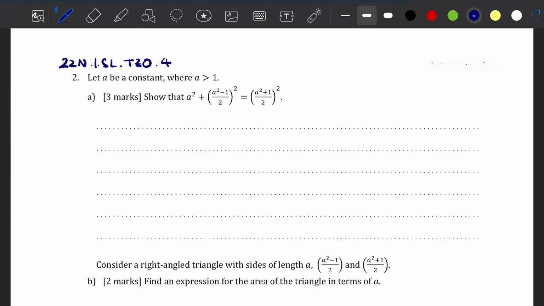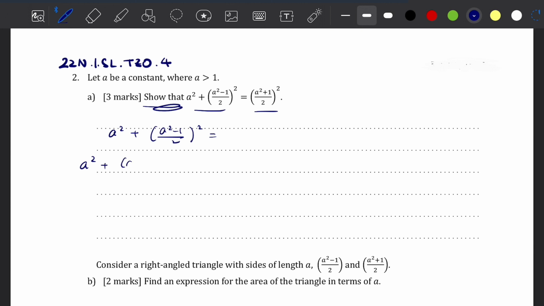It says, let a be a constant where a is greater than 1, and we need to show that the left-hand side is equal to the right-hand side. Okay, so we are first going to start with the left-hand side. The left-hand side is more complicated, so it's better to simplify the left-hand side and make it equal to the right-hand side, right? So we're going to go a squared plus this, equal to the right-hand side, and we're going to expand that fraction part.